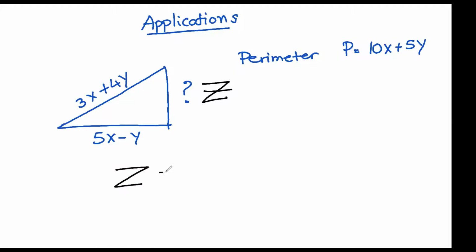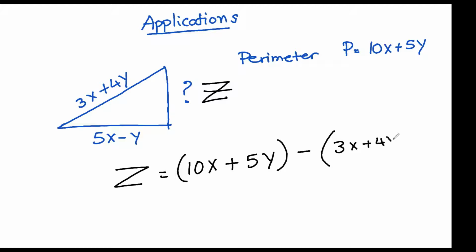I do not know what that third side is, and I want to find that. So Z is going to be equal to 10x plus 5y, which is my perimeter. And from this, if I subtract 3x plus 4y plus 5x minus y. If I add these two sides and if I subtract it from the perimeter, I should be able to find my third side, right? So Z is equal to 10x plus 5y.